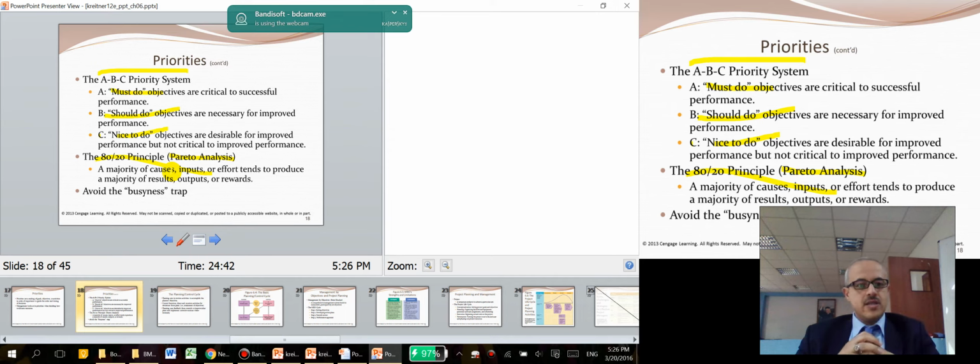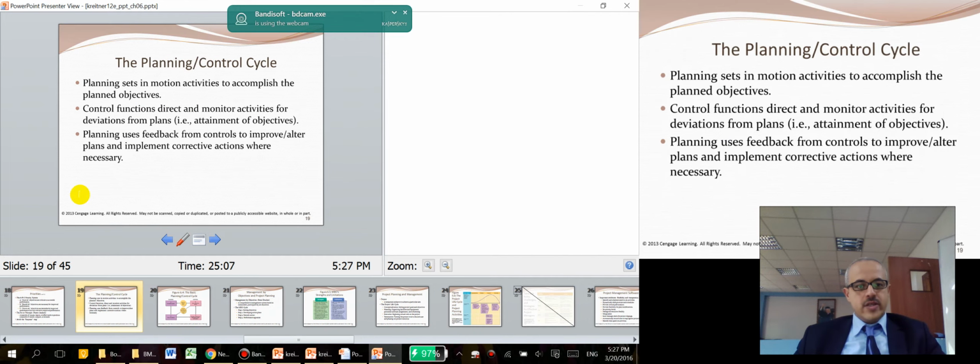That's the Pareto analysis. The majority of the causes, inputs or efforts tend to produce the majority of the results, outputs or rewards. Avoiding the busyness trap: sometimes you're very busy, but you're busy with the 80%. You don't want to be there. You want to be busy with the 20%. That's more important. That's the idea of priorities.